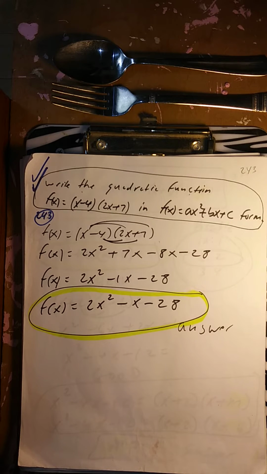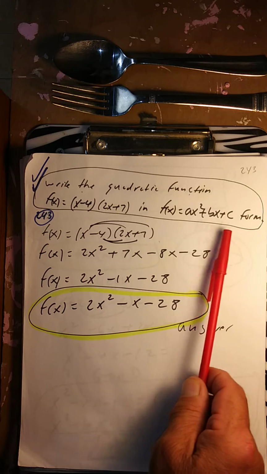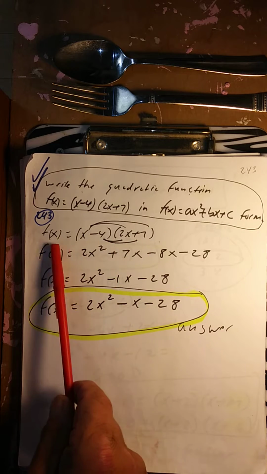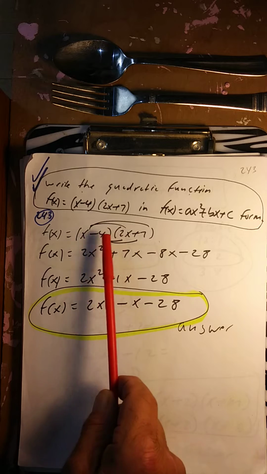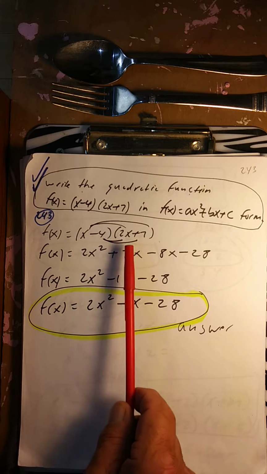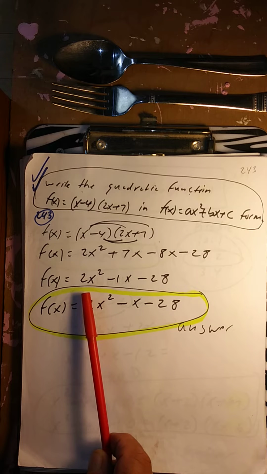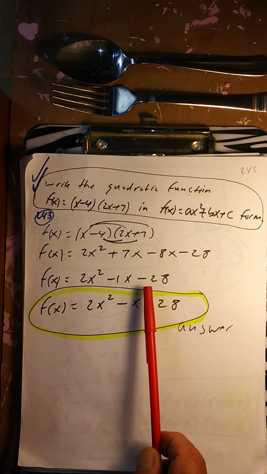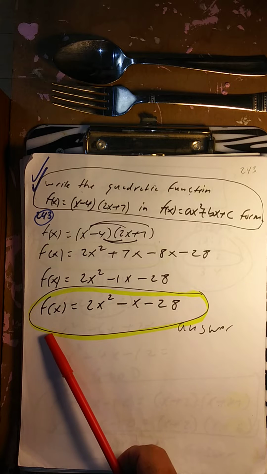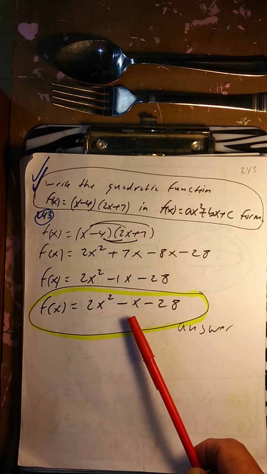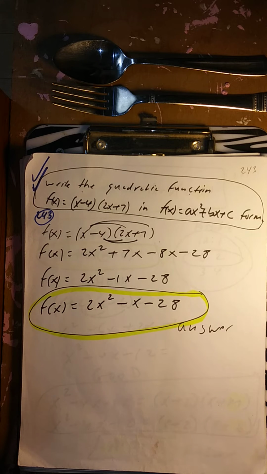Write the quadratic function in this form. So here's the original function. F of x is this. So let's do it. X times that is 2x squared. That times that is 7x. And that times that is negative 8x. Negative 28. So it's going to be 2x squared minus 1x minus 28. Or you can rewrite it as f of x is equal to 2x squared minus x minus 28. That's the answer.